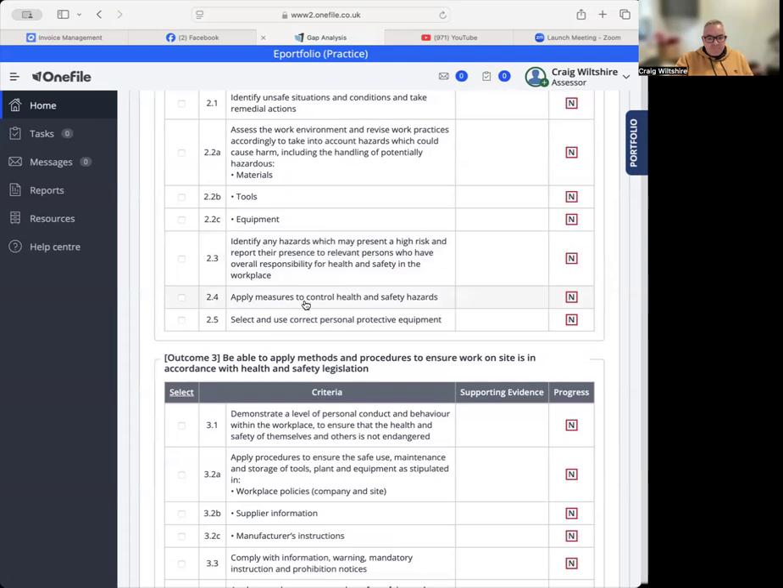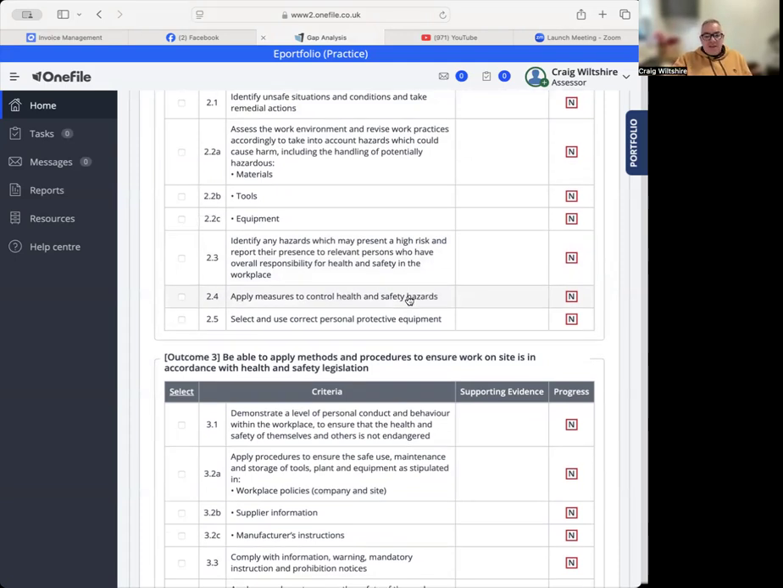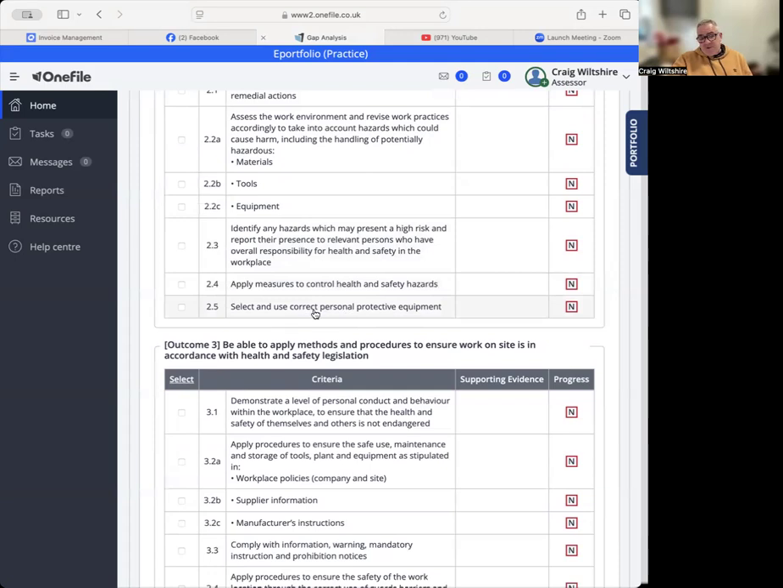Okay. Apply measures to control health and safety hazards. So what are you doing about the hazards? Are you making barriers? Are you making warning signs, electricians at work signs? Are you using the correct PPE? And are you alerting people to any hazards? Okay. And there, select and use personal protective equipment, right?